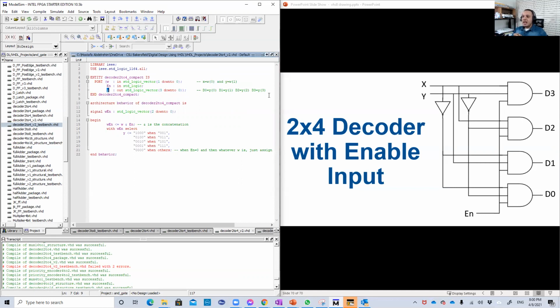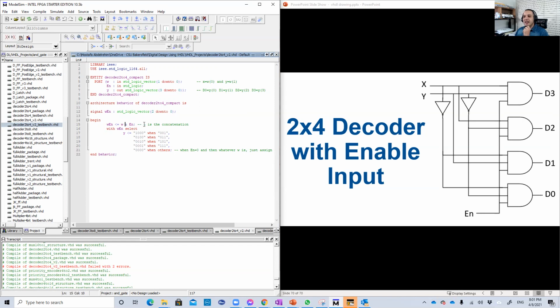Now we need to select the output based not just on X and Y, remember, but also the enable, because if the enable is 0, then all of the outputs will be zeros. So I created a signal called WEN. I called it like this because it's the concatenation of both inputs, the W, which is 2 bits, and the enable. This is the first time we see the concatenation sign in VHDL, which is the ampersand here.